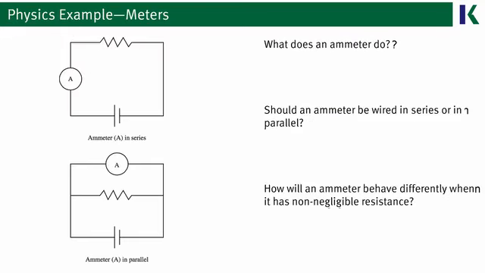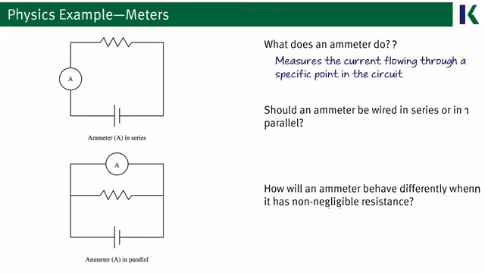Here's an example. Look at the 3 questions on screen. The first question is just a straight up fact about science. Take a second and answer the first question. What does an ammeter do? So an ammeter is a device that measures current. These kinds of questions are really the most superficial understanding of the sciences.